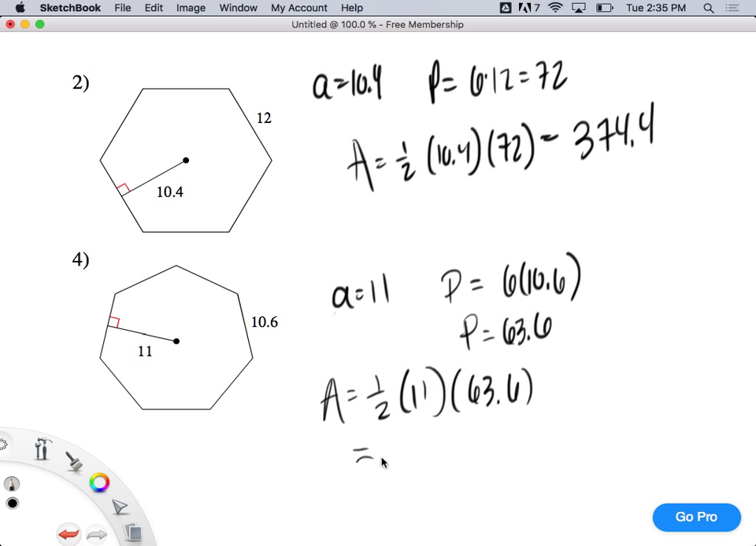Wait, which one are you doing? Number 3. That's not what I got. Wait, how come I got something totally different? Oh, it's because there are 7 sides. 7 times 10.6 is 74.2. Oh, you use the number of sides. Okay.